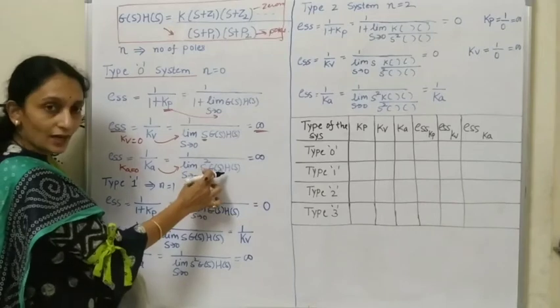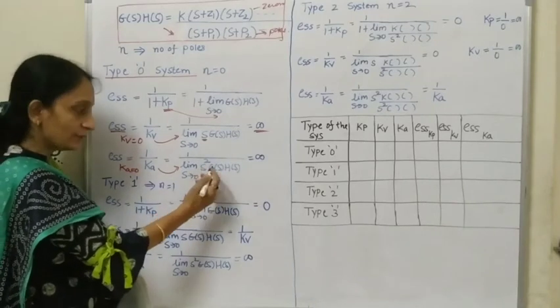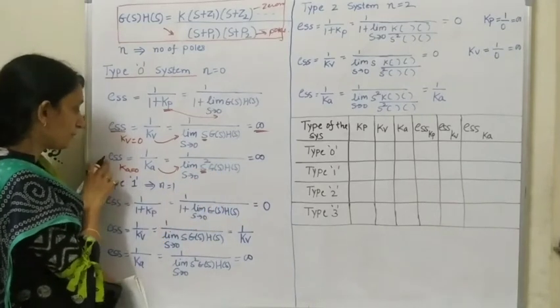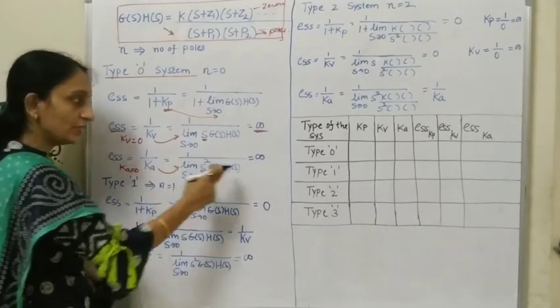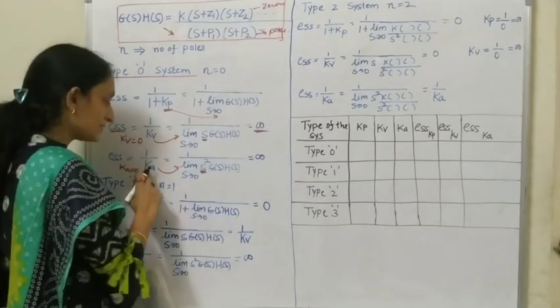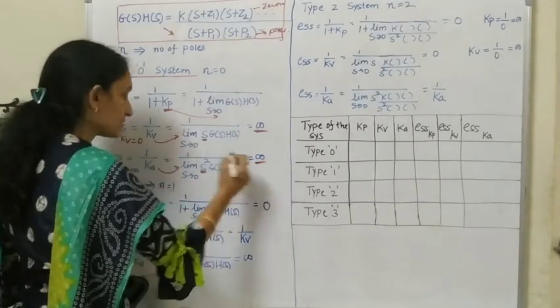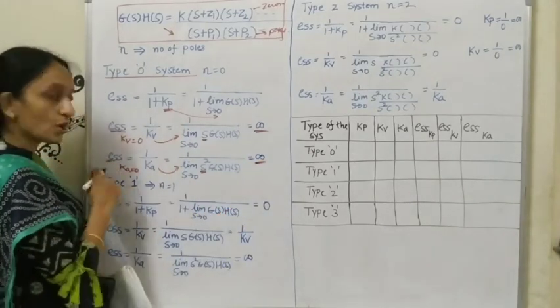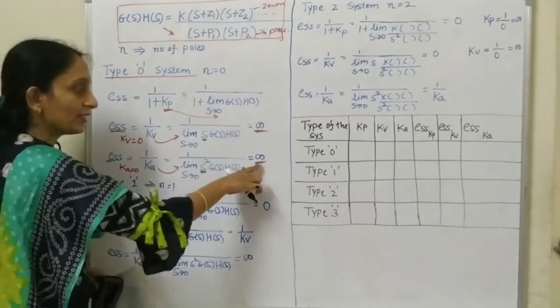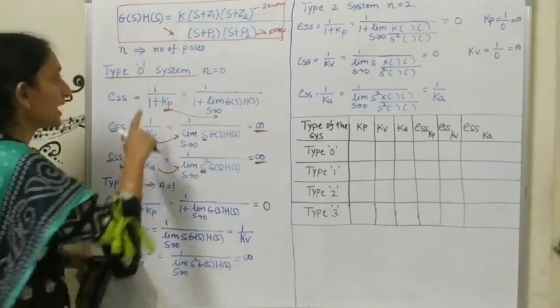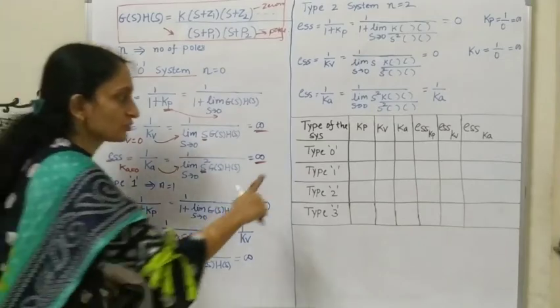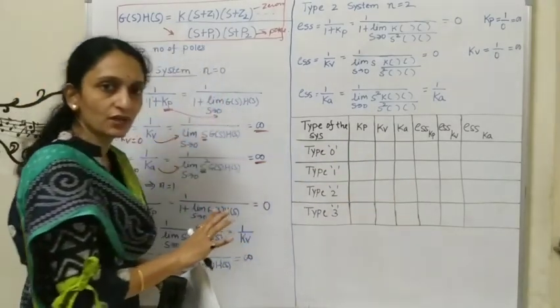See, this term Ka will be 0 because the s square term is there. So what will be the value of ESS? ESS is equal to 1 by 0, it will be infinity. So the steady state error because of the parabolic input we are getting as infinity. See, these are the values for the type 0 system. So this is the table.